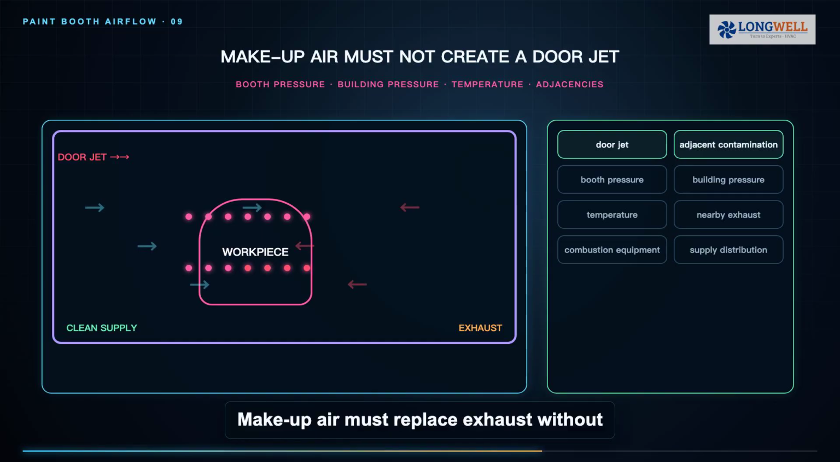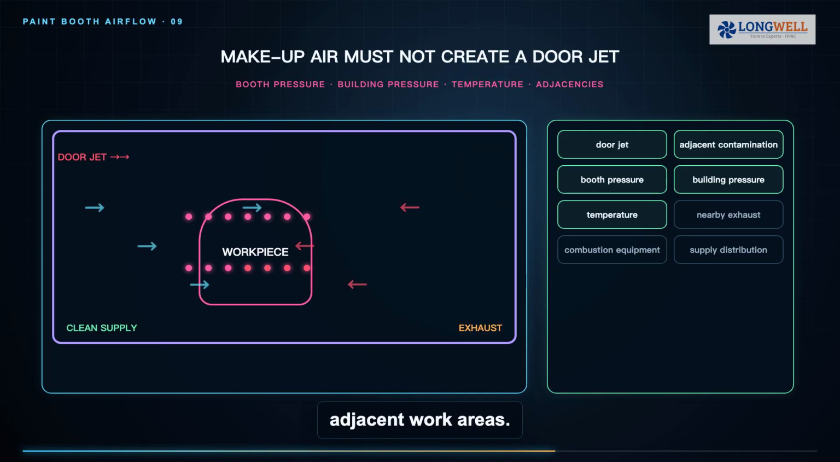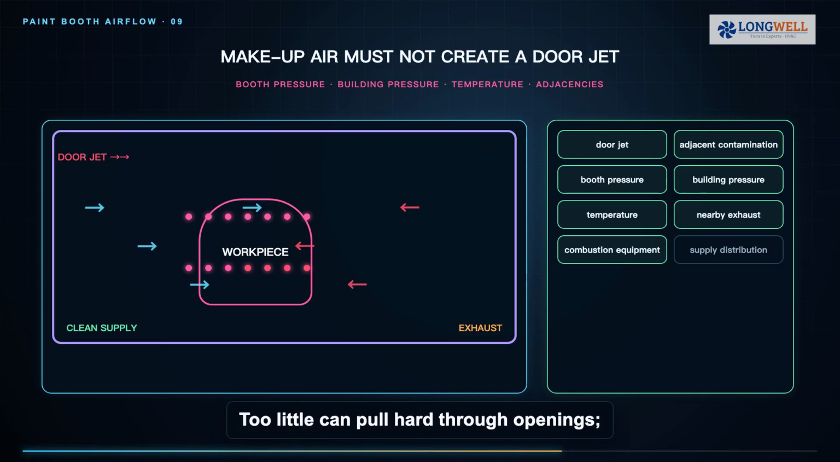Makeup air must replace exhaust without creating door jets or contaminating adjacent work areas. Too little can pull hard through openings, and poor distribution can create turbulence across the spray zone. Check booth pressure, building pressure, temperature and interaction with nearby exhaust and combustion equipment.